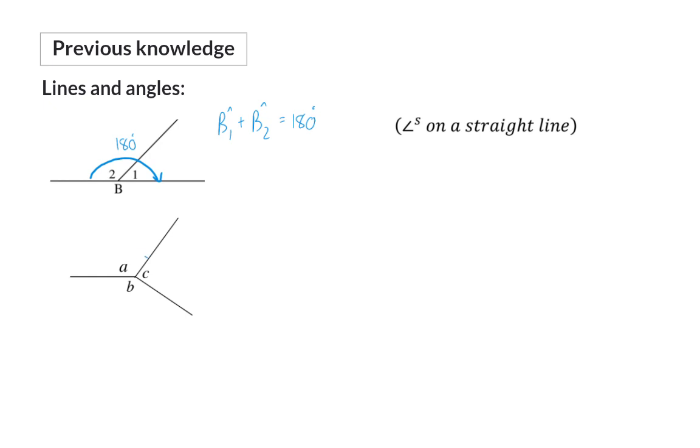Next up, we have three angles coming together at a specific point and going right around. And then we know that they add up to 360 degrees. So A plus B plus C is 360 degrees. And my reason for this is angles around a point.